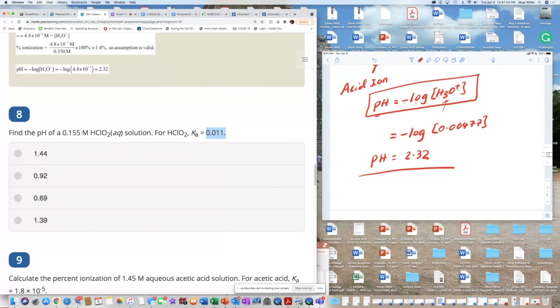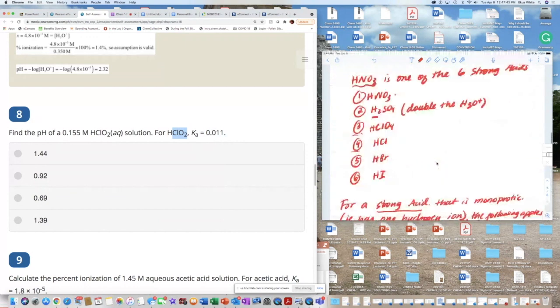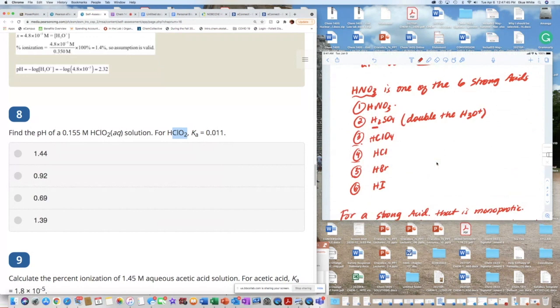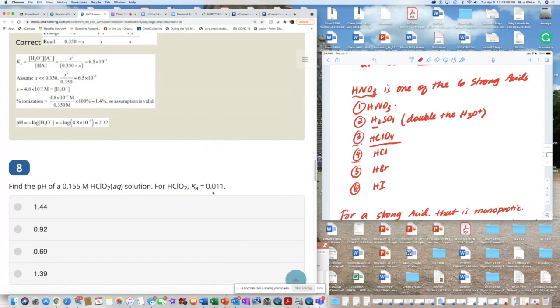My other defense is HClO4 is one of the 6 strong acids. So since this is not one of the 6 strong ones, by default it is weak, and you will use the same approach. The only difference is, I'm telling you right now, with times 10 power negative 2 as the Ka value, this will fail the 5% rule. And for this kind of question, quadratic equation all the way.